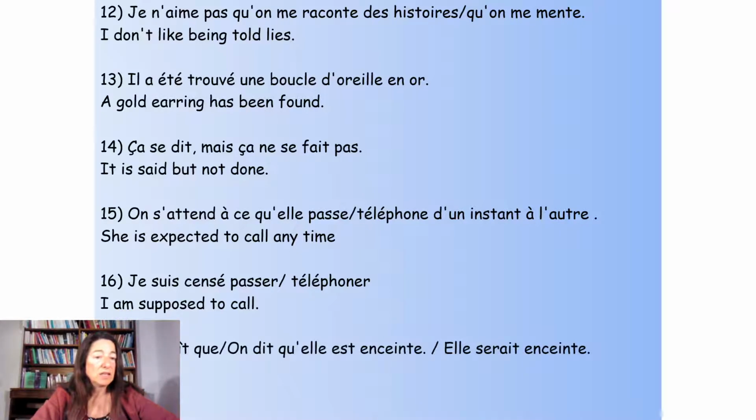Il paraît qu'elle est enceinte. On dit qu'elle est enceinte. Elle serait enceinte. All these sentences have more or less the same meaning. So the first thing maybe we could say is that "elle serait enceinte" cannot be translated by "she would be pregnant" unless this sentence means that we're talking about the consequence of something, which is not the case here. So the translation with "would" is excluded.